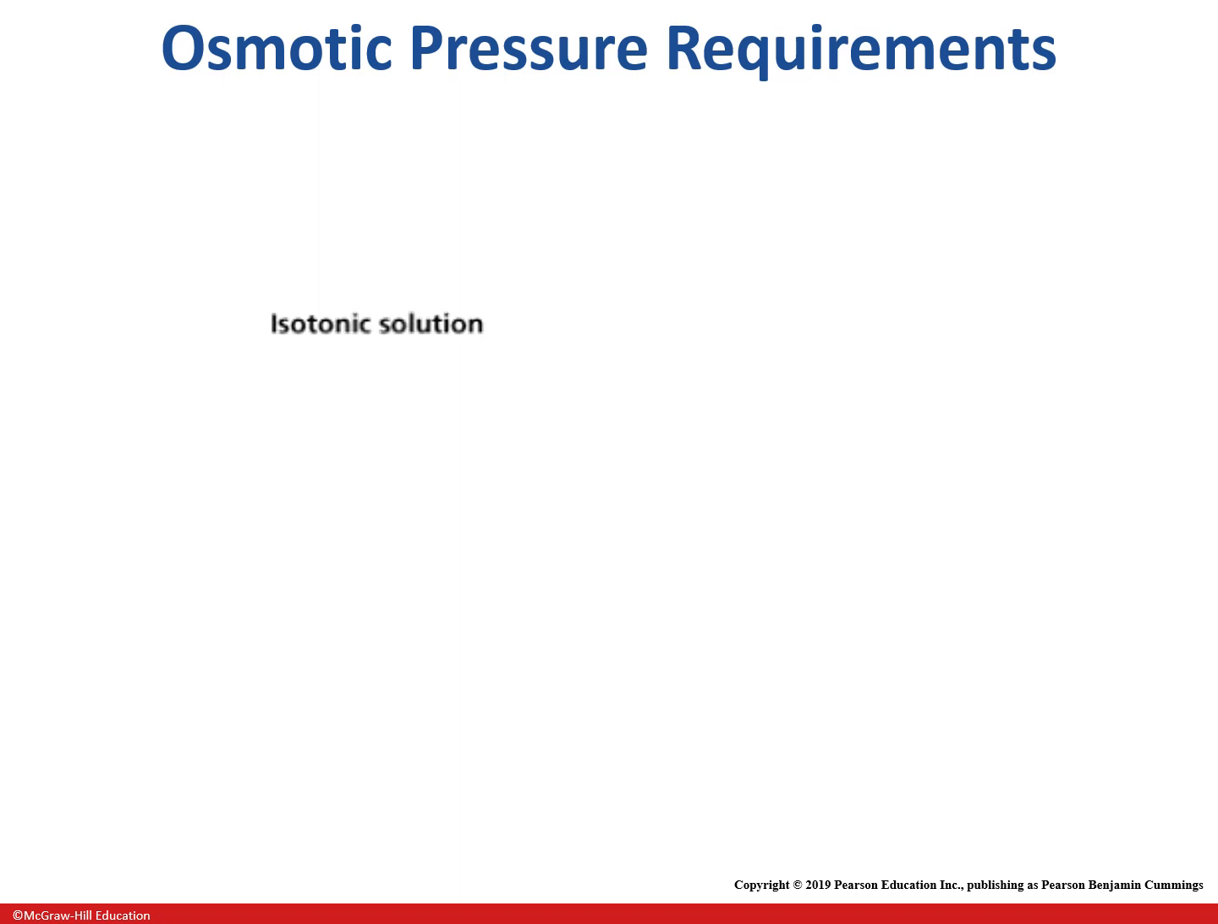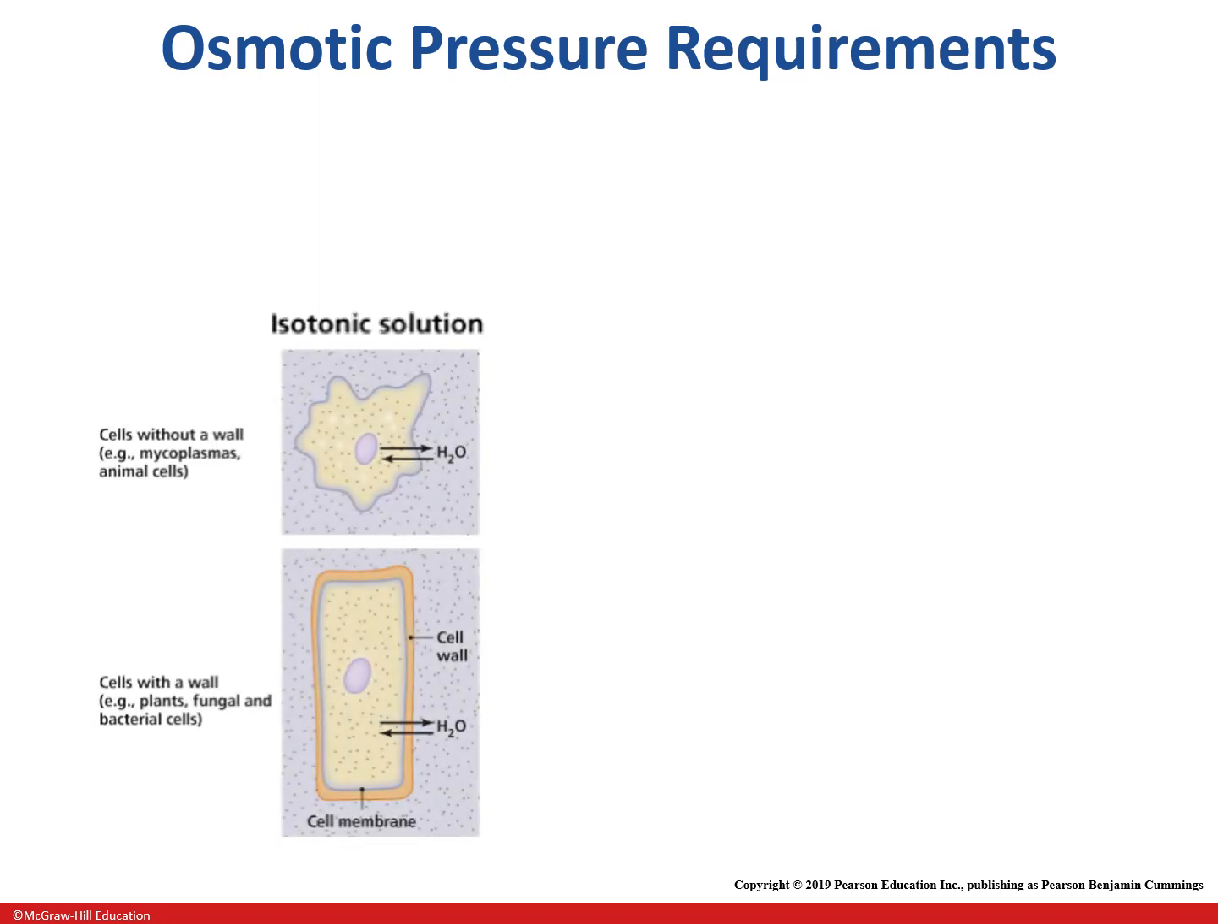So if you have an isotonic solution, it means the concentration of solutes is equal on either side of that membrane. And so depending on where you live, if you're in isotonic solution, the water will move across that membrane. It's just going to move in the same net volume. And so you won't get any change in the cell necessarily.